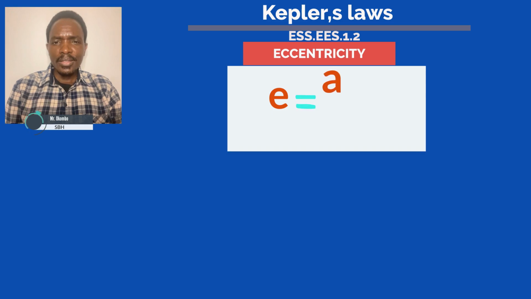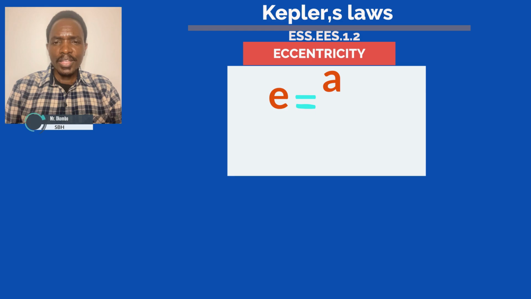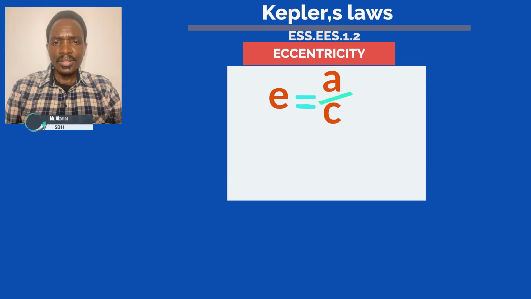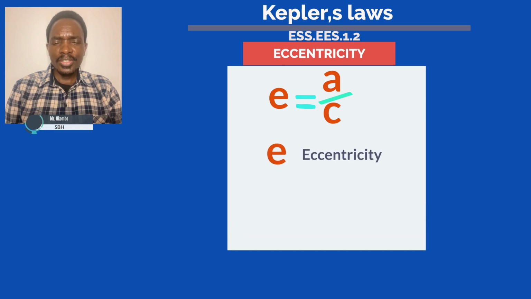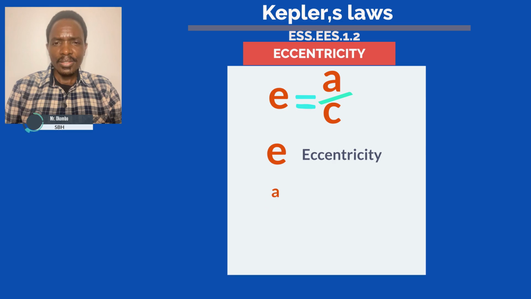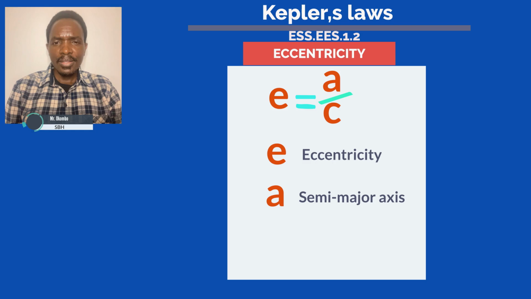equals A divided by C, where E is the eccentricity, A is the semi-major axis, and C is the focal distance.